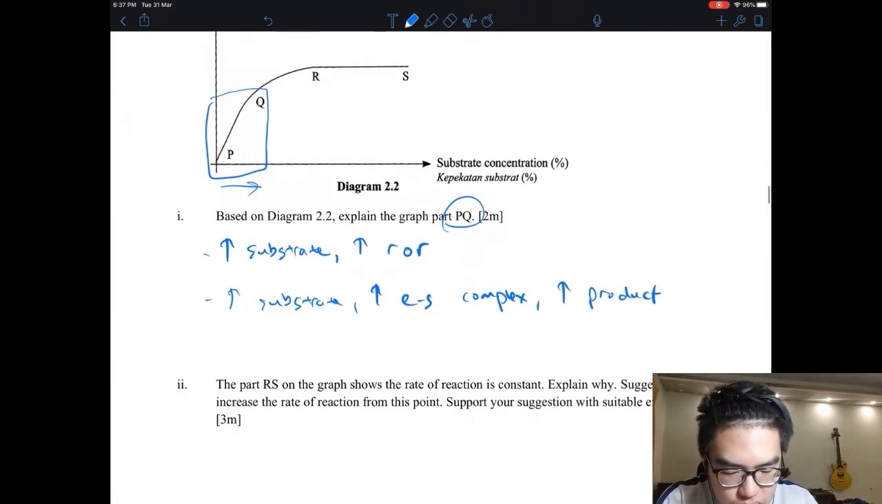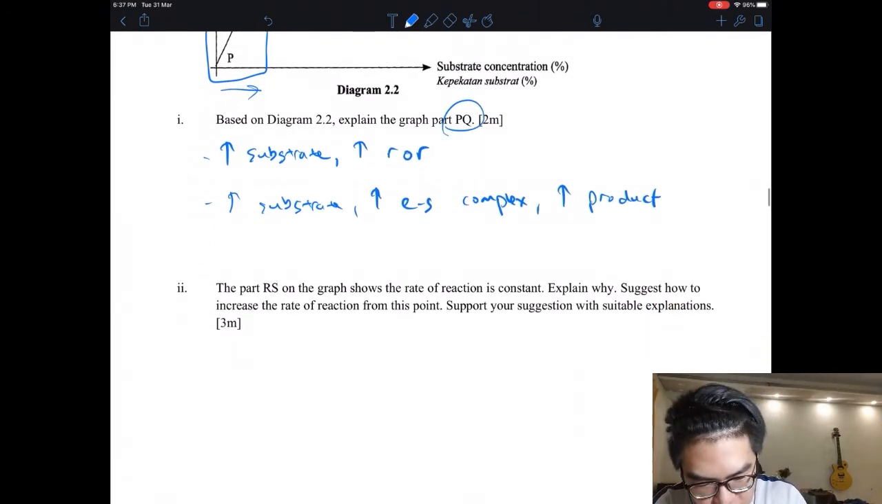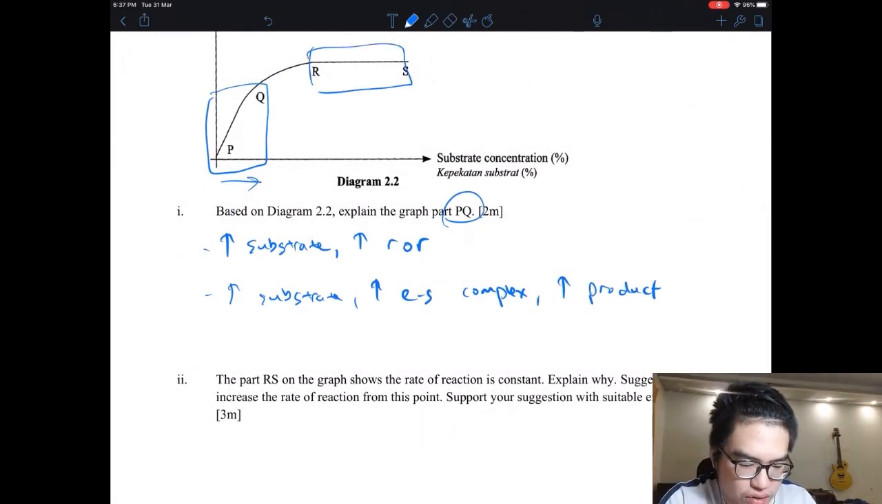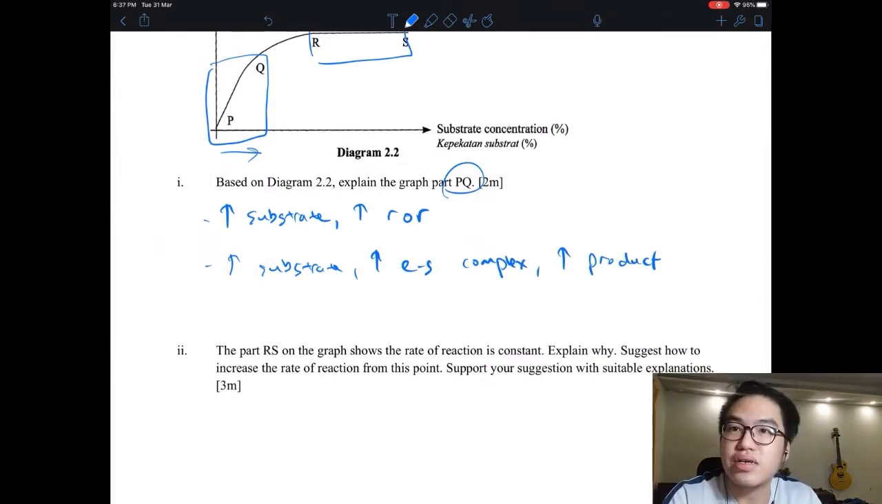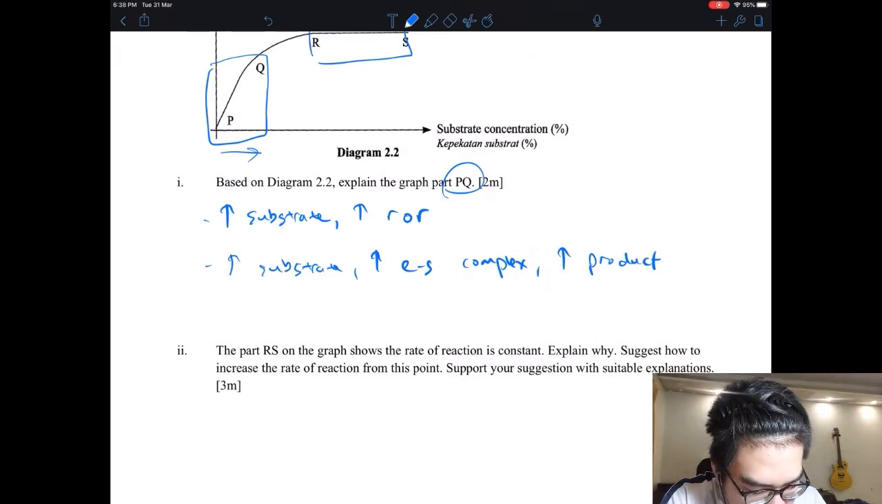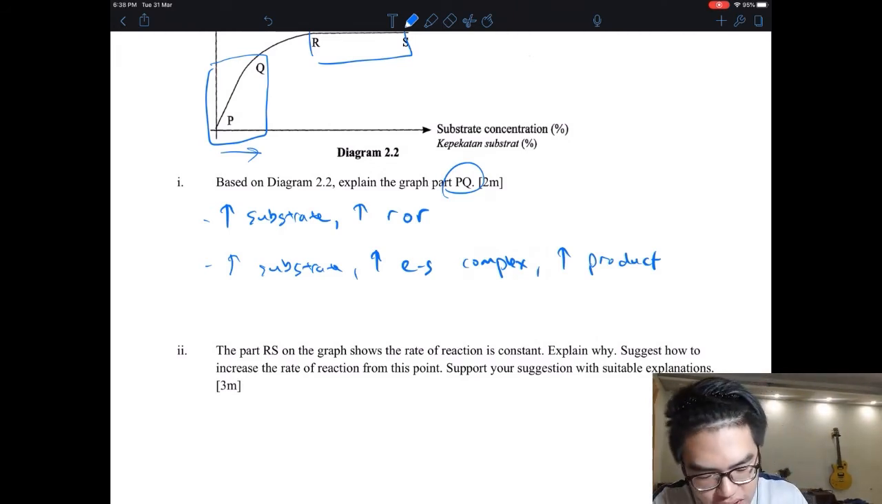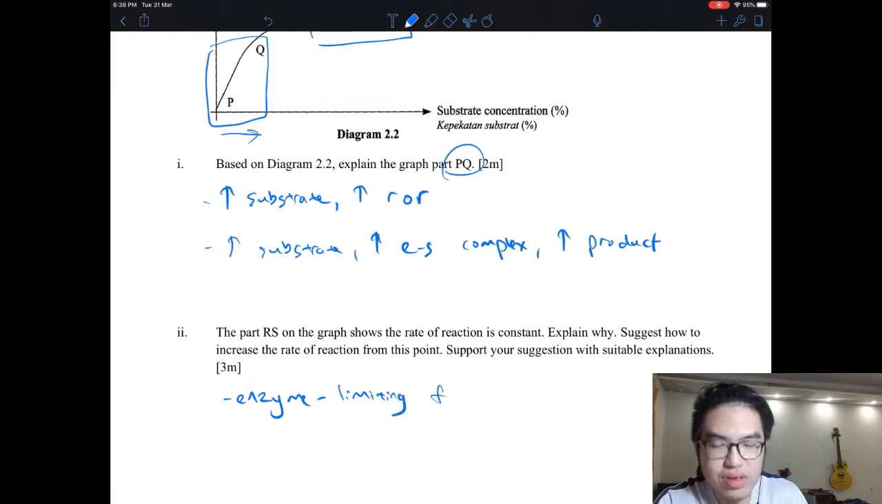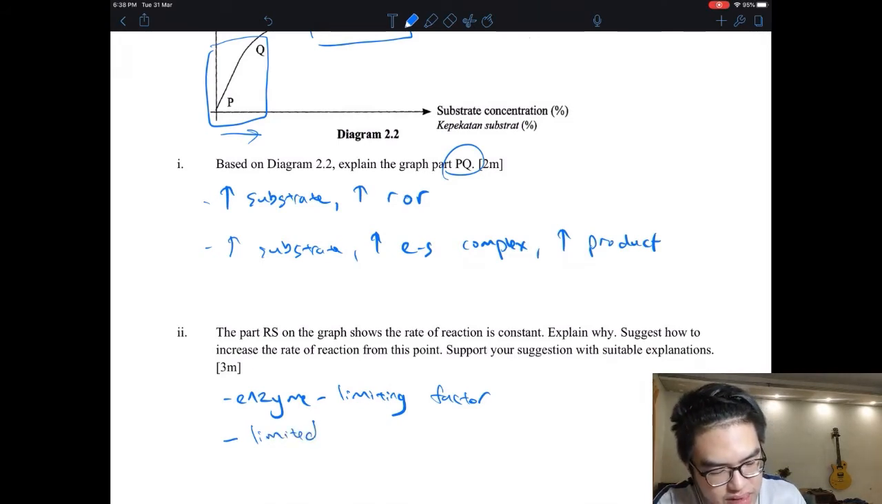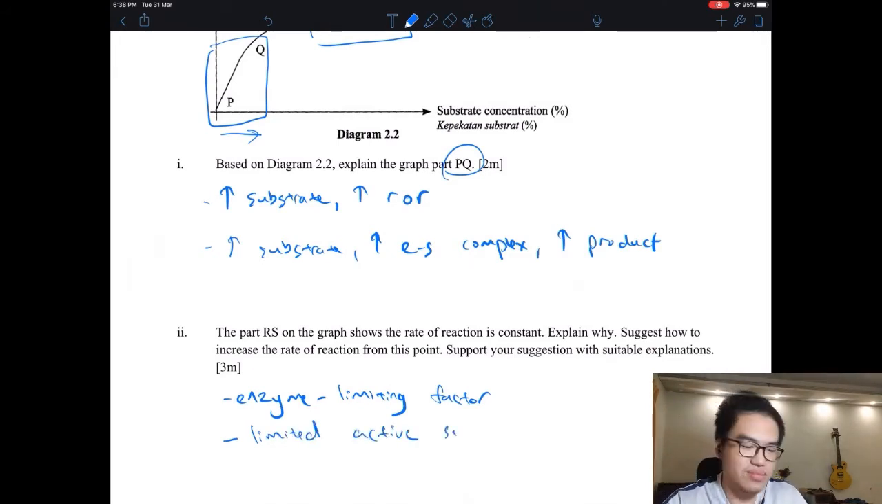So number 2, the part RS, which is the flattened part, shows the rate of reaction is constant. Sorry for that. So explain why. Why is it constant? Because now my enzyme is limiting. Limiting factor. So I have limited enzyme, which means I have limited active sites. So of course limited enzyme substrate complex, limited rate of reaction. You can write your full sentence.